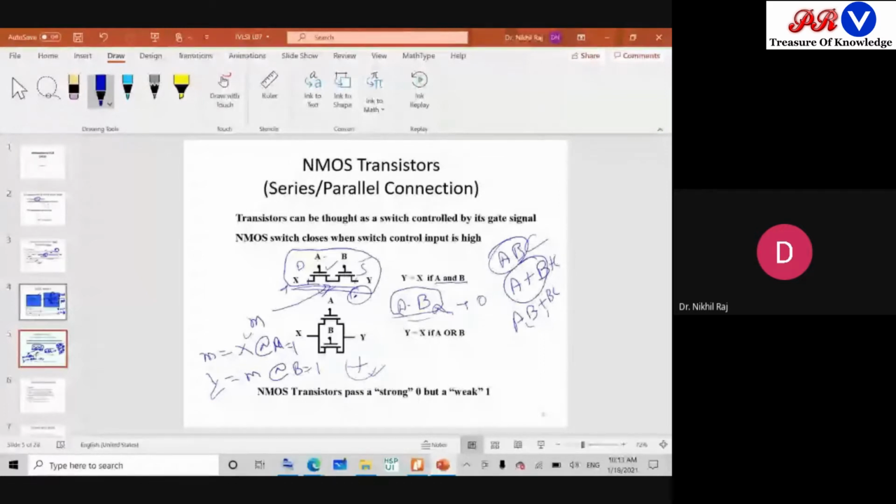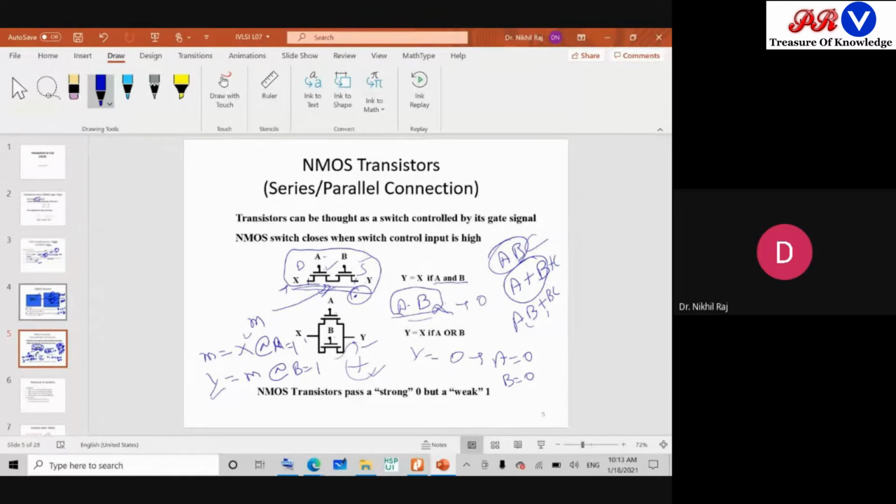Now in the same fashion, there is the OR operation here. If either A or B, anyone is on, the input will travel to the output. It will get a path to the output. Either A on, or B on, or both are on, in all the cases it will go. The only case when the output will not get the value is when A is 0 and B is 0. When both are 0, then only the output will not come, otherwise it will come. So we say a parallel combination is nothing but a realization of the OR function.